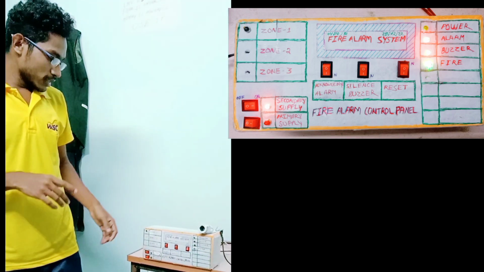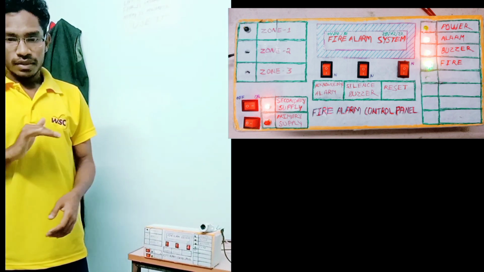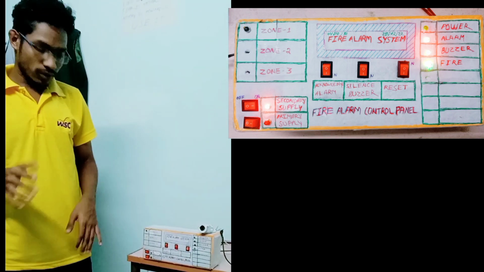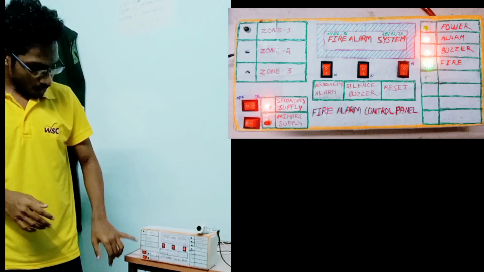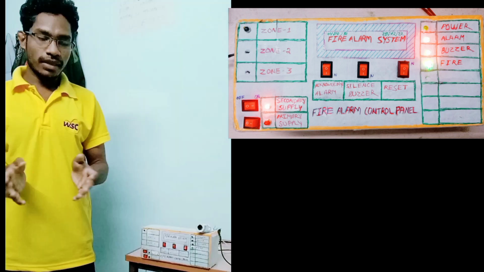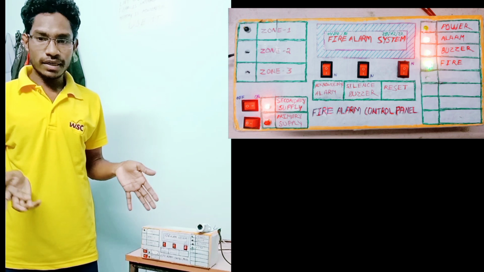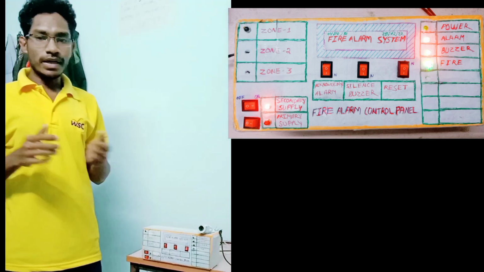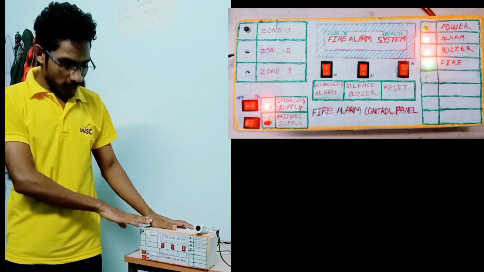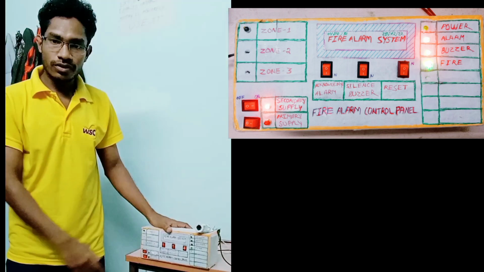Suppose there is a fault in the supply and the supply is not coming to your building. Then when a fire occurs, this control board will not work, and the fire spreads through the whole building. So we are using a battery backup. This is the secondary supply.